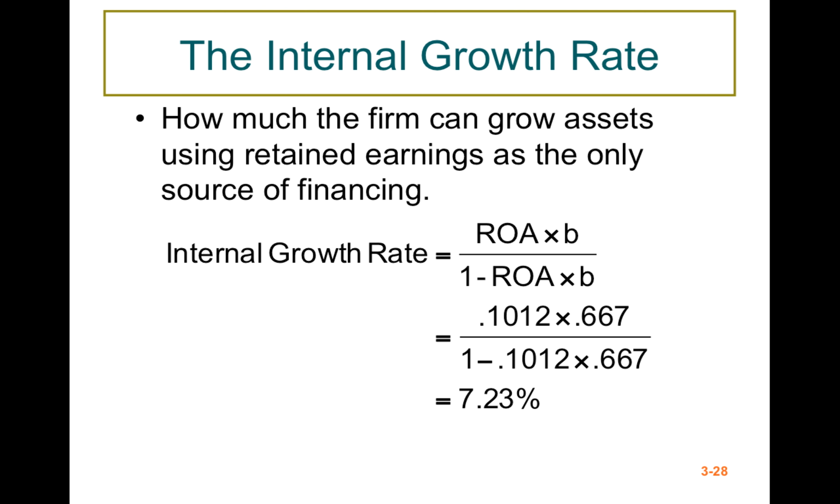As far as internal growth rate, a firm's ROA and its ROE are used to calculate two numbers that deal with a firm's ability to grow. It can grow from within, and this is saying how much a firm can grow assets using only its retained earnings, and this is the formula to do that. So just think about it only using internal funds for growth. And as you can see here, the answer would be 7.23.